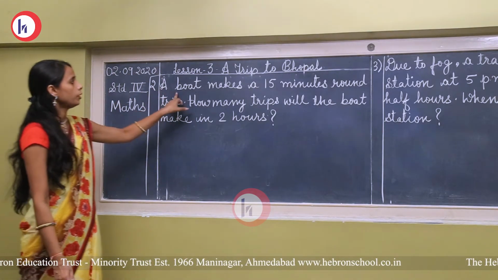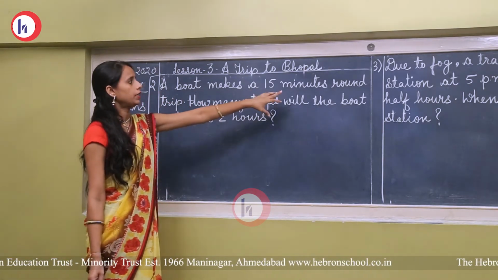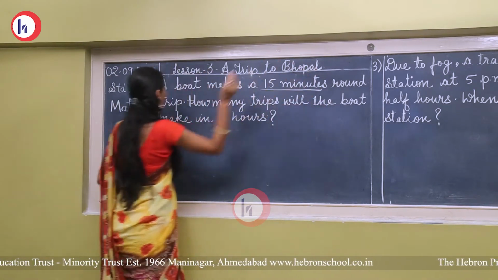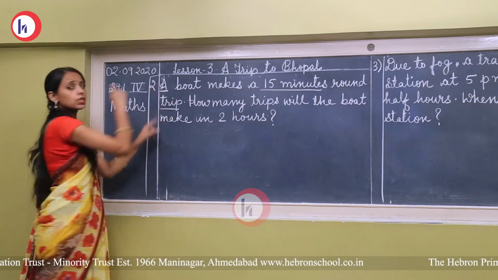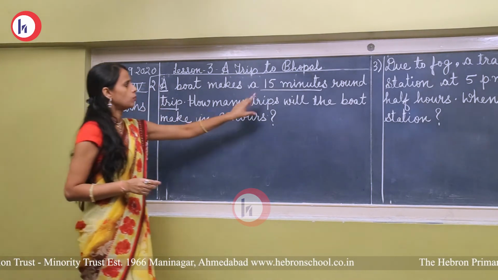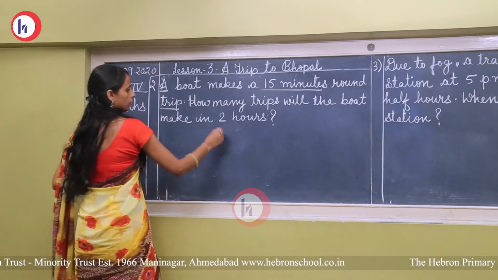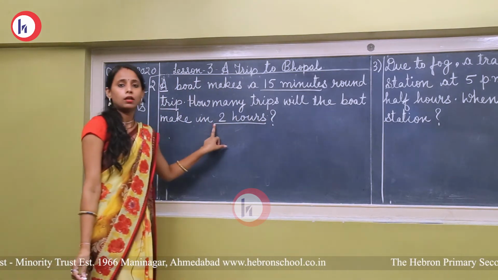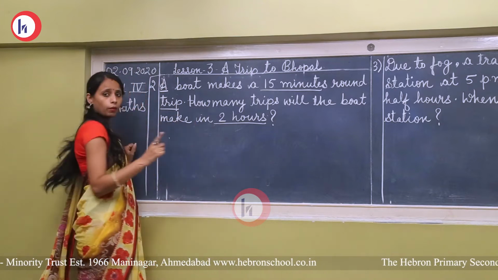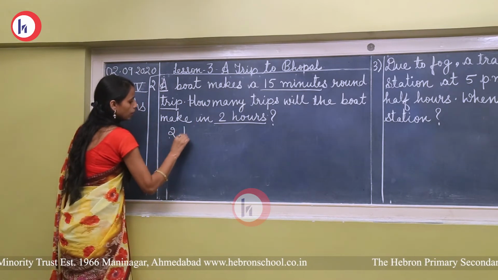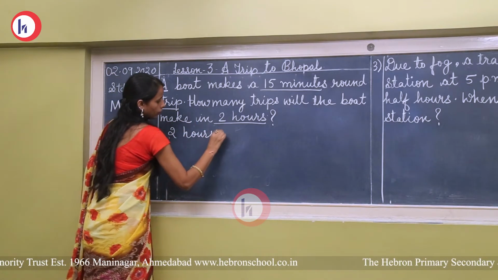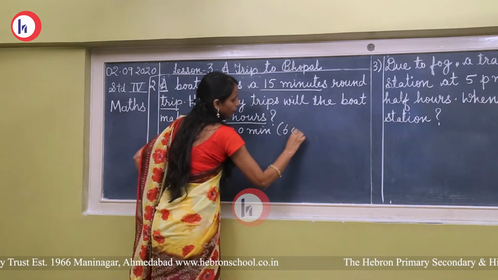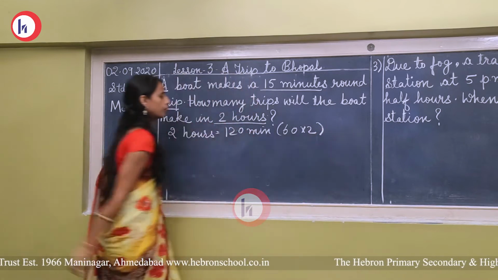Second question: a boat makes a 15 minute round trip. That means in 15 minutes, one round trip. A boat means one boat. How many trips will the boat make in 2 hours? Here we should know how many minutes are in 2 hours. In 1 hour, there are 60 minutes. So 2 hours is 120 minutes, 60 multiplied by 2.